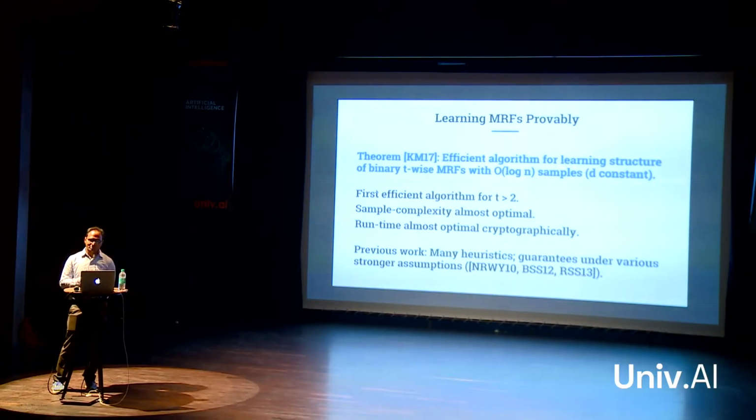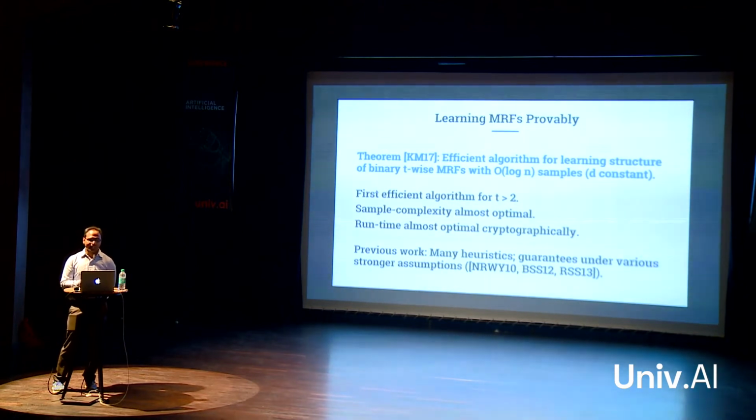Here again I'm assuming that d, the max degree, is constant, which is what we expect when we expect these models to be useful. And the interesting thing is that while this problem has been studied for a long time, this was the first algorithm for t greater than 2, when the order of interactions was more than 2. And the sample complexity is nearly optimal. You cannot do better than a logarithmic number of samples, and it's also optimal in terms of the dependence on the degree d, which I didn't talk about.